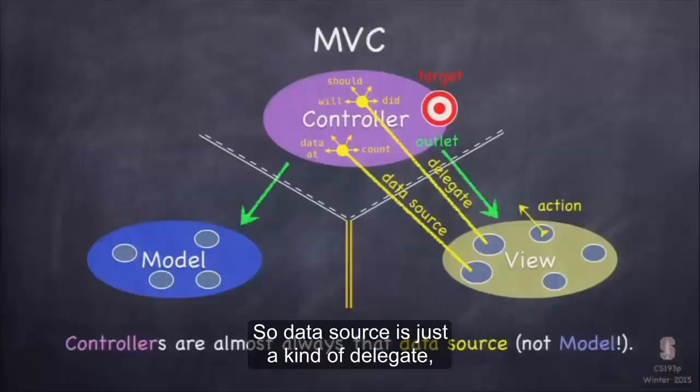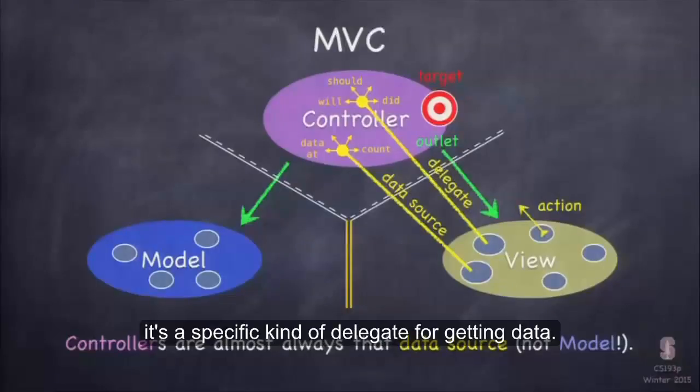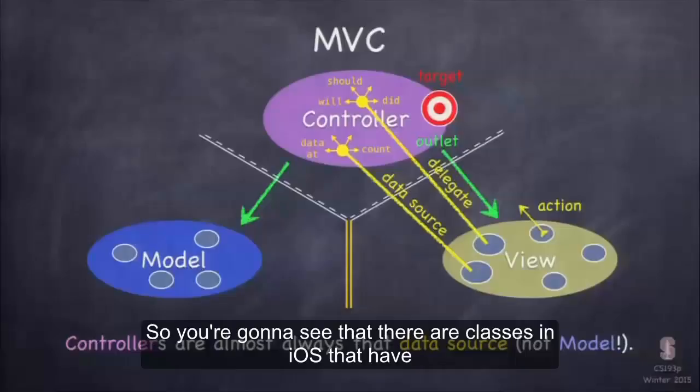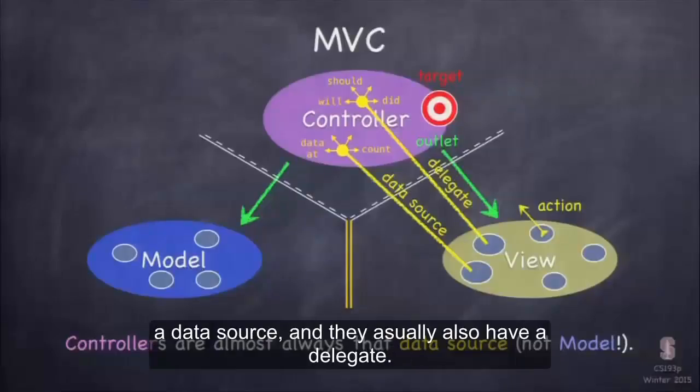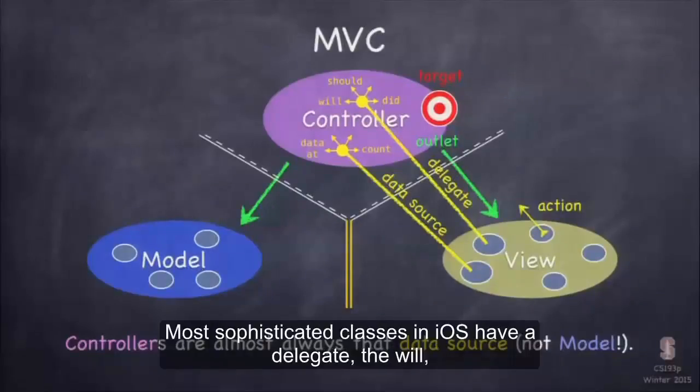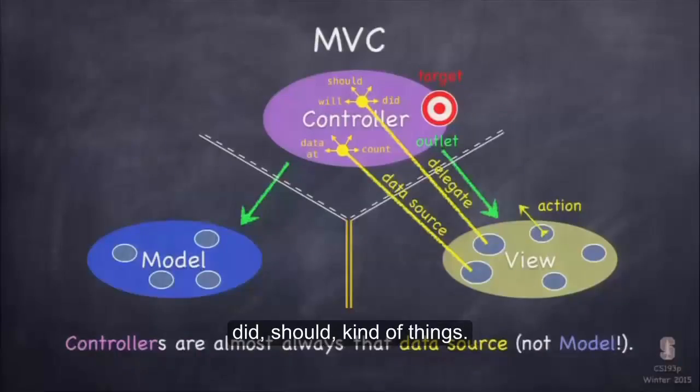So data source is just a kind of delegate. It's a specific kind of delegate for getting data. You're going to see that there are classes in iOS that have a data source, and they usually also have a delegate. Most sophisticated classes in iOS have a delegate, the will, did, should kind of things. Some of them have a data source.